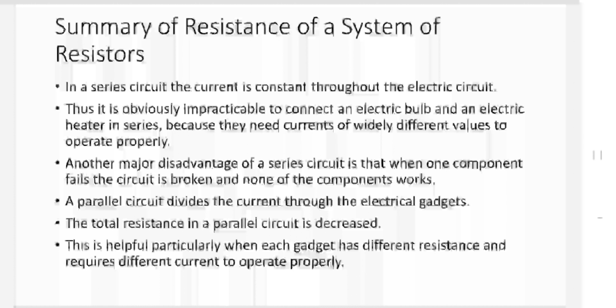Another major disadvantage of a series circuit is that when one component fails, the circuit is broken, it will be open, so no current can move further, so none of the components can work properly. While for the parallel circuit, a parallel circuit divides the current through the electrical gadgets. The total resistance in the parallel circuit is decreased. This is helpful particularly when each gadget has different resistance and requires different current to operate properly.